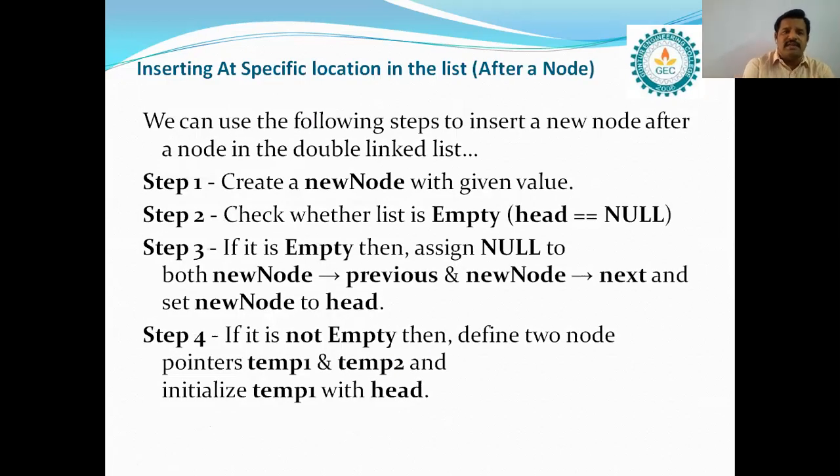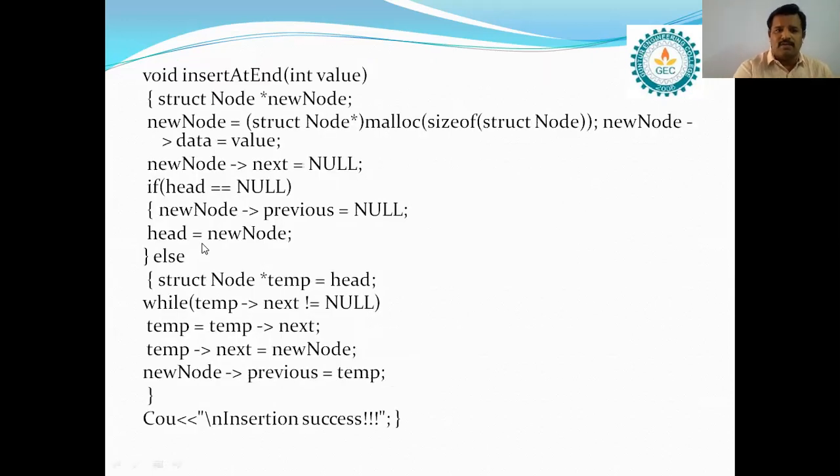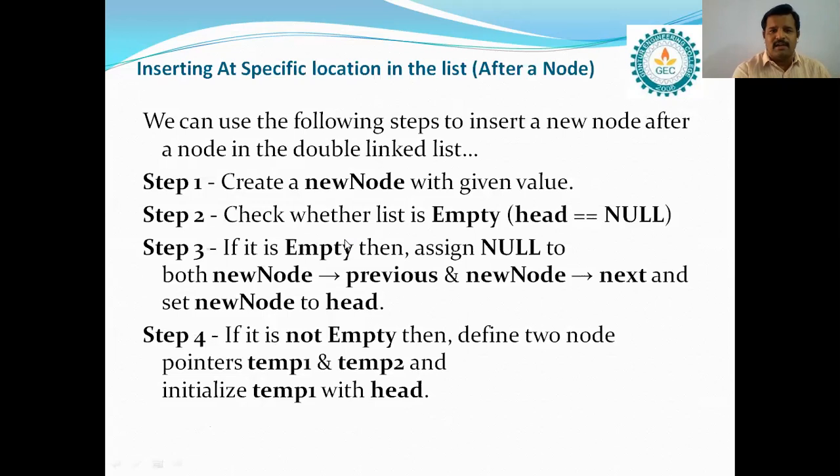Now we can insert a new node at a specific location in the list. Create a new node with the given value. Check whether the list is empty. When the list is empty, head equal to null. If the list is empty, then assign null to both new node previous and new node next, because there are no nodes in the list. So both the previous and the next node will become null values.